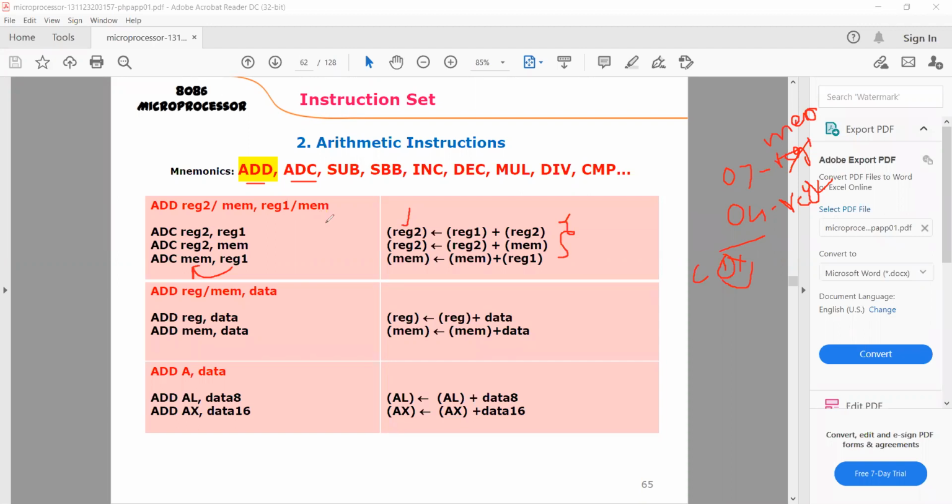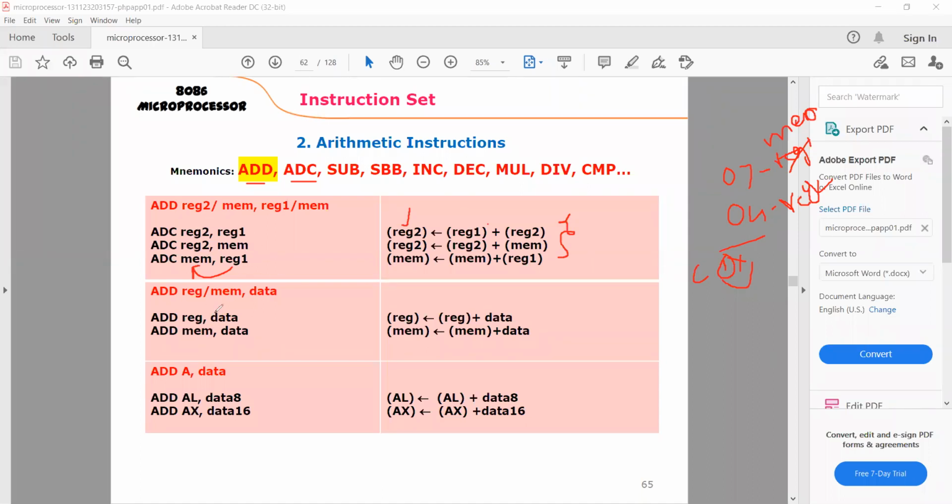So in the first instruction, the data present in both the registers, source register and destination register, will get added, and the result will be stored in the destination register. Similarly, in the second instruction, the data present in the memory and the register will get added, and the result will be stored in the destination operand, which is register 2. Similarly, in the third instruction, the data present in register 1 and the memory location will get added, and the result will be stored in the destination operand, which is memory. Hope you all understood this point.